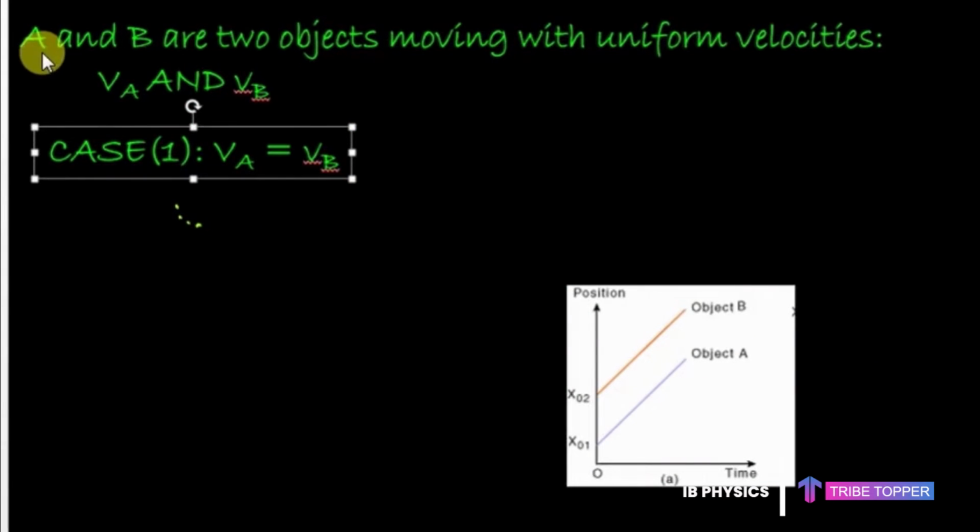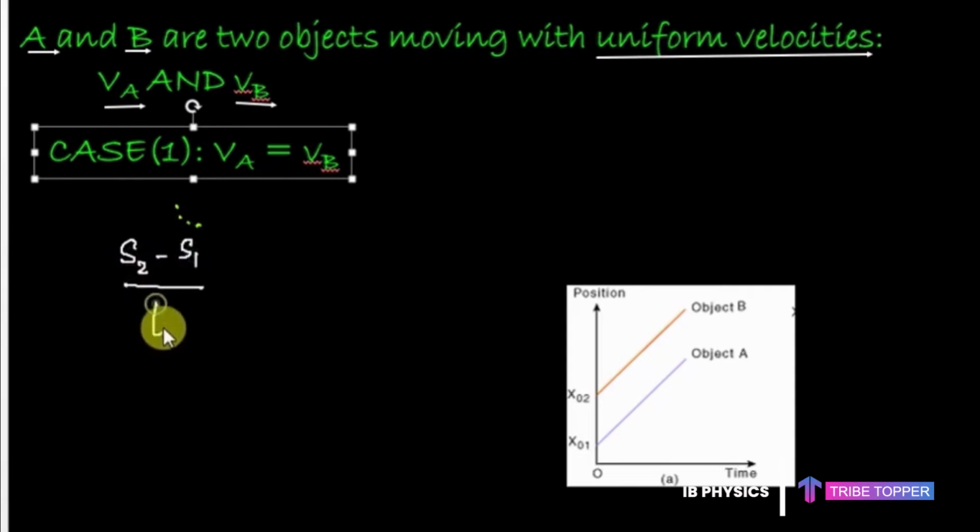Now let us assume that A and B are two objects moving with uniform velocities, and we denote them as VA and VB. We will have three different cases. The first one is that if VA and VB are equal, that means two objects are moving with equal velocities in the same direction, then what do you think S2 minus S1 would be?